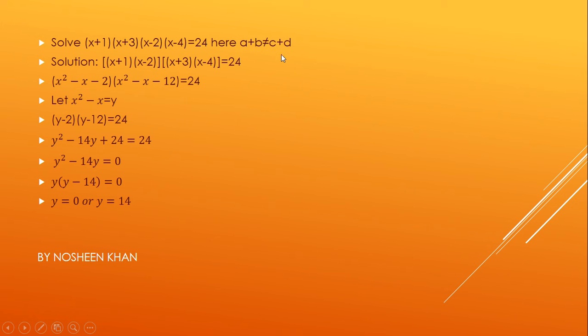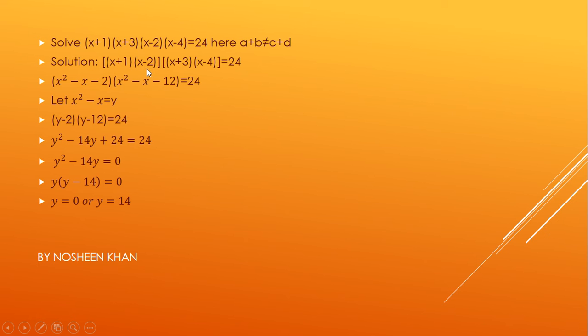So for this I will rearrange this equation. I write (x + 1)(x - 2)(x + 3)(x - 4). It is in multiplication form, so I can rearrange this. Now you can see that 1 - 2 is -1, meaning a + b, and c + d, 3 - 4, is also -1. So a + b is equal to c + d, and now I can solve this by type 4.